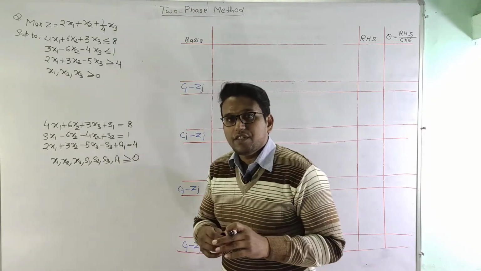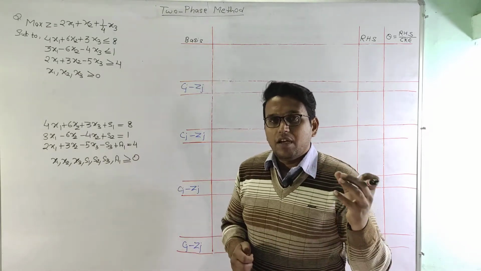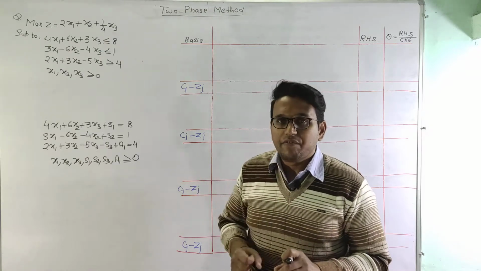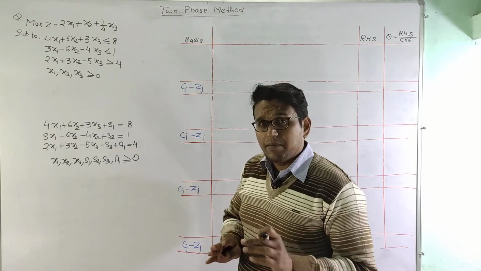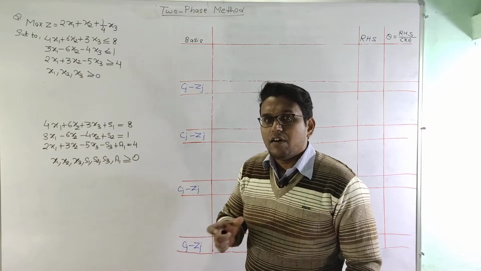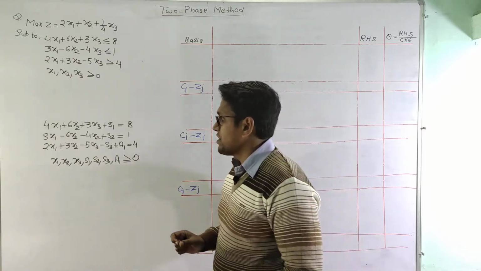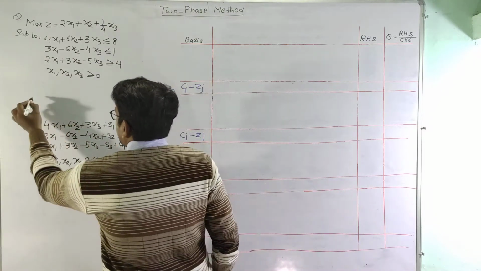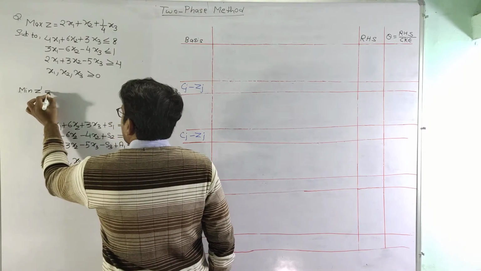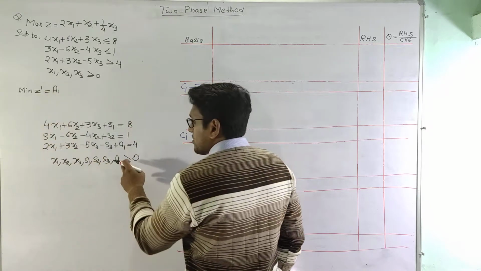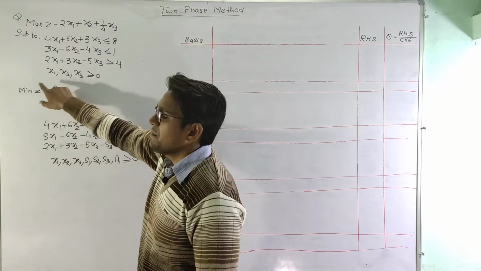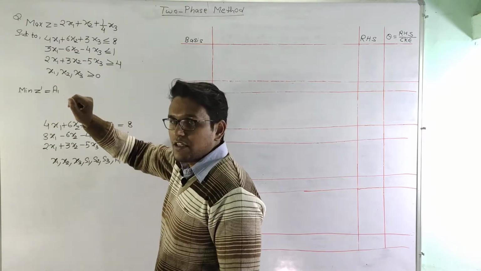Now in the first phase we need to make an artificial objective function where we eliminate the artificial variable. So in this particular problem, the artificial objective function will be minimization. Minimize z' equals a1, because there is only one artificial variable. So our objective is to minimize that artificial variable or to make it 0.